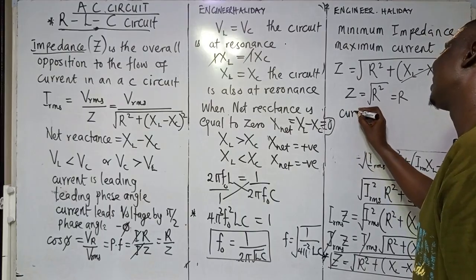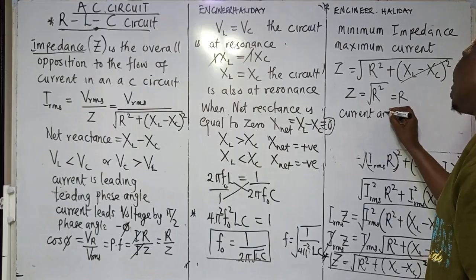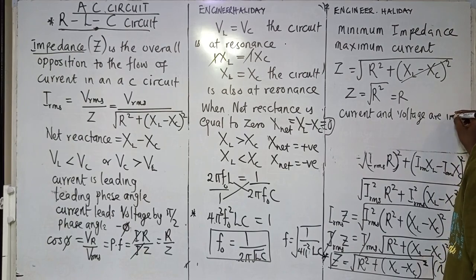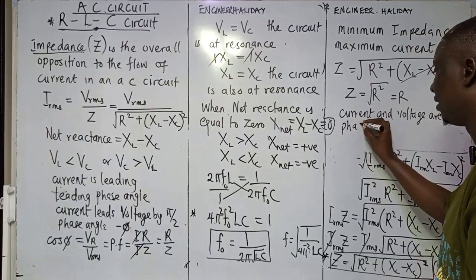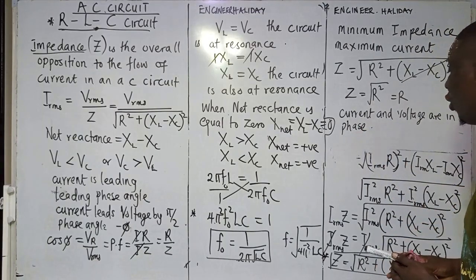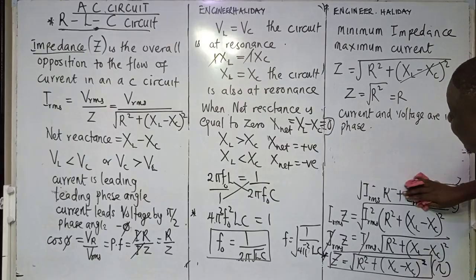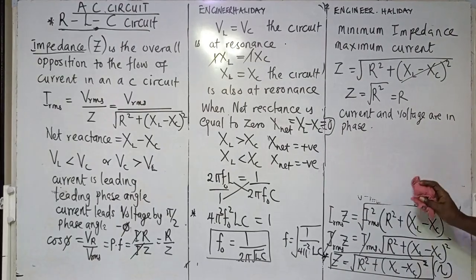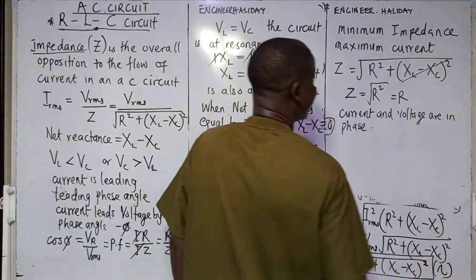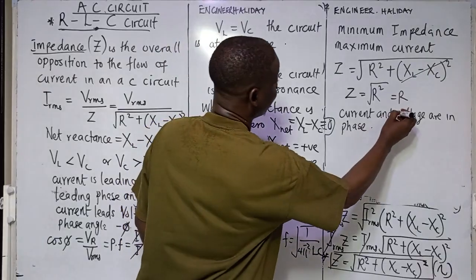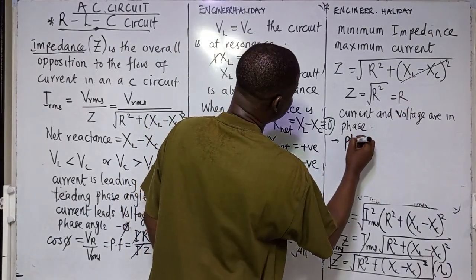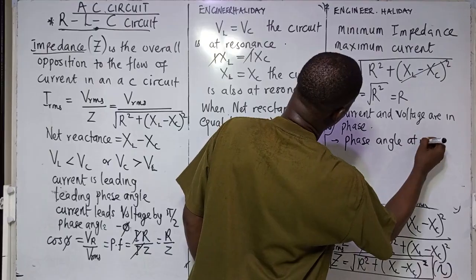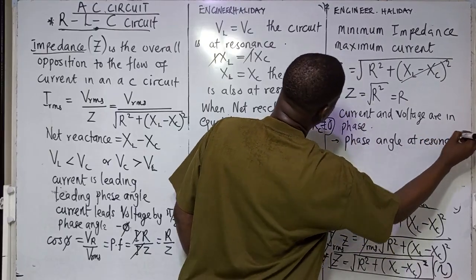Also, the current and voltage are in phase at resonance. No one is leading the other because the inductive reactance is equal to the capacitive reactance. That means, apart from the purely resistive circuit, we now have a special case where current and voltage are in phase. And that's why the phase angle at resonance is equal to 0.